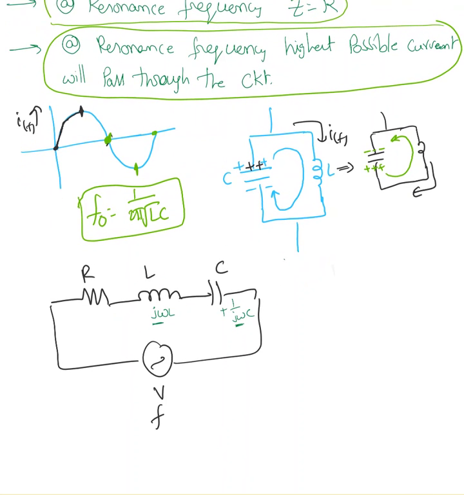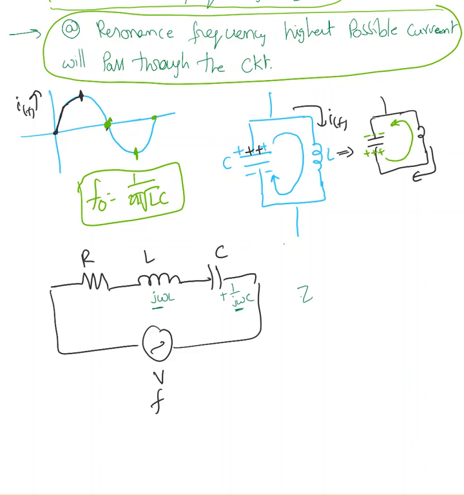So here, what is the total impedance? Total impedance equals R plus j omega L plus 1 over j omega c. That's my total impedance. Now to find the resonant frequency, I need to make the imaginary part equal to 0. So I need to make j omega L plus 1 over j omega c equal to 0. When I make the imaginary part equal to 0, j omega L minus j over omega c equals 0.